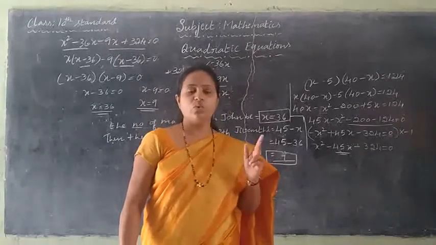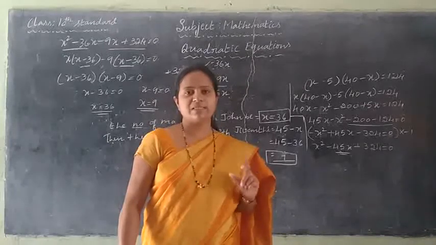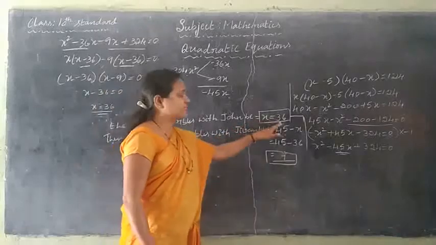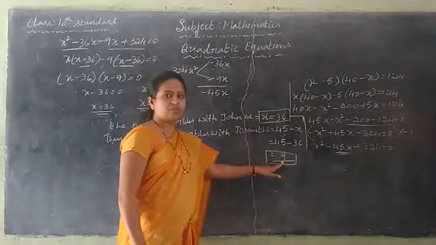So we got two values of x, children, 36 and 9. You can consider anything, children. You can take x as 9, then here it will come 36.